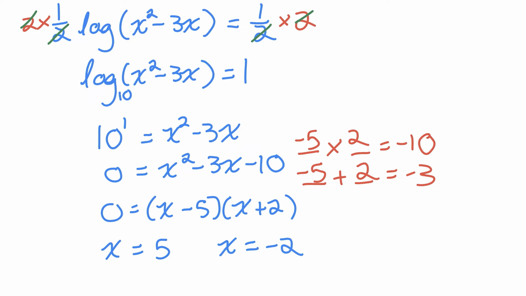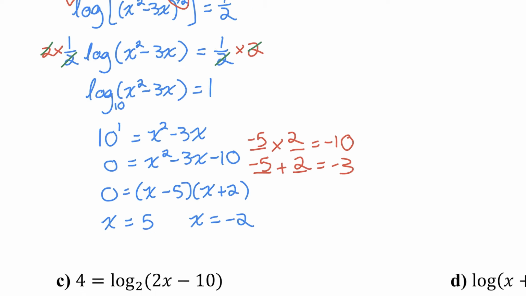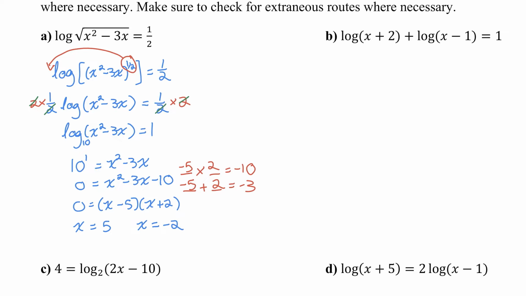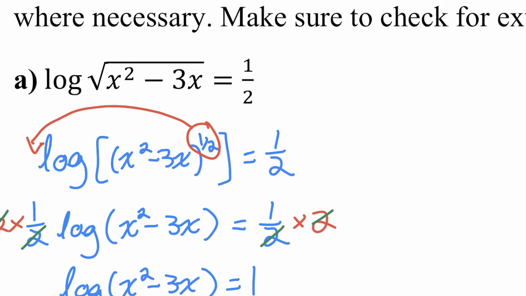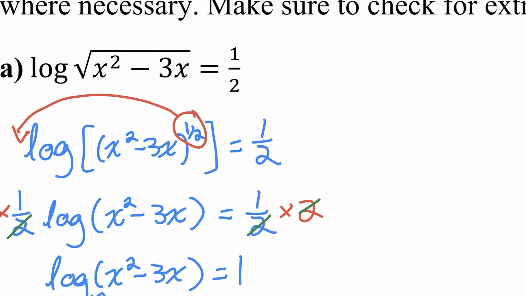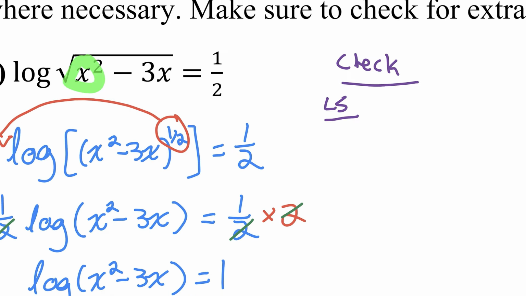But we have to check: are either of those answers extraneous? Do either of those answers make the original log expression undefined? If I were to sub my answer of 5 into the left and right side of this, let me just do a quick check. If I subbed 5 in for both of these x's, underneath the square root would become 10. So I would have log of root 10, I'll write that as 10 to the half.